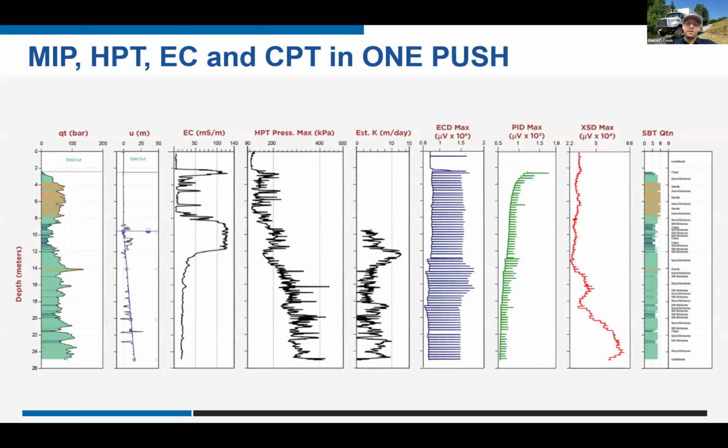Here we've got a plot where we've combined everything we've talked about so far. The hydraulic profiling tool and electrical conductivity modules fall onto the cone penetrometer. Theoretically, you can add on however many modules you desire. Here in this particular plot, we can see elevated concentrations of this chlorinated substance showing up at the bottom of this plot. So we may want to set some monitoring wells or take some samples.